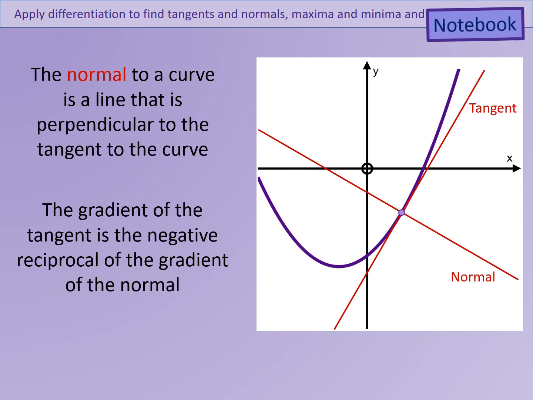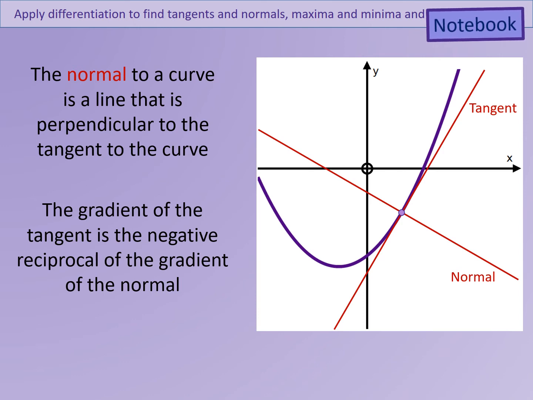So as I've written here, the gradient of the tangent would be the negative reciprocal of the gradient of the normal. Now I'm showing you this because I don't have an example here of finding the equation of a normal, but in essence there is only one thing that is going to change instead of what we did with the tangent question on the previous slide. The only thing that's going to change is that when we find the gradient of the tangent, the gradient of the normal will be the negative reciprocal of that value.